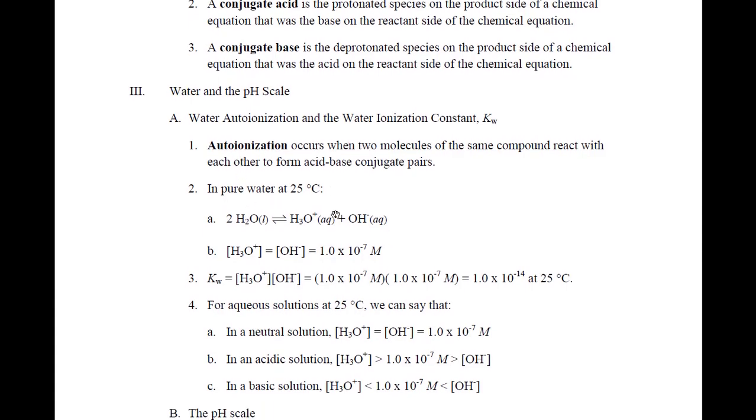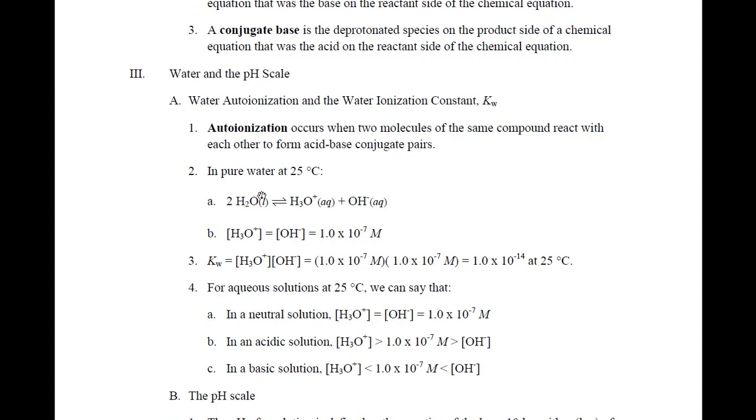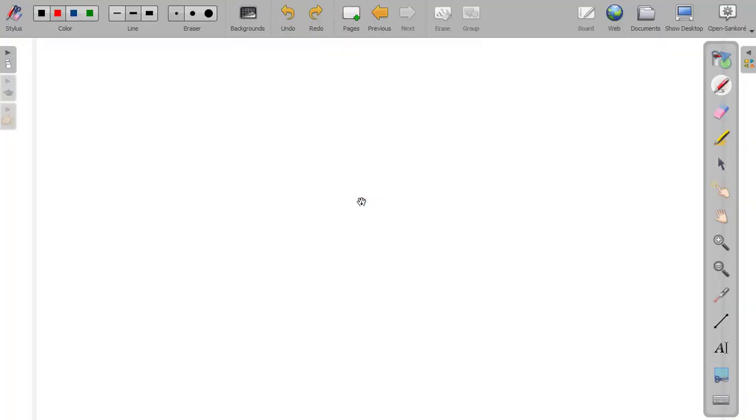And so in pure water at 25 degrees Celsius, 2 molecules of water are going to react to form H3O plus and OH minus. You see the 2 water molecules, when they react, one is going to accept a hydrogen and one's going to donate a hydrogen. Let me show you a picture of how this looks. Just because if you're going into organic chemistry, this will give you a preview of what we call mechanisms and how you're going to show how things happen.